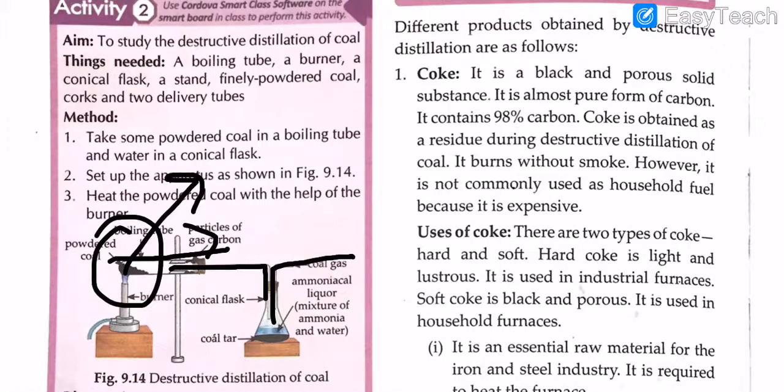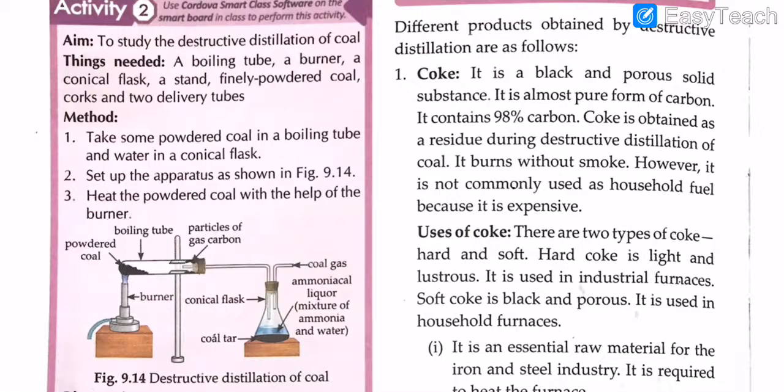So first was coke, which I think you all remember. That was the black residue that was left behind in the boiling tube. Coke is a black and porous solid substance. It is an almost pure form of carbon. It contains 98% of carbon. Coke is obtained as a residue during destructive distillation of coal.